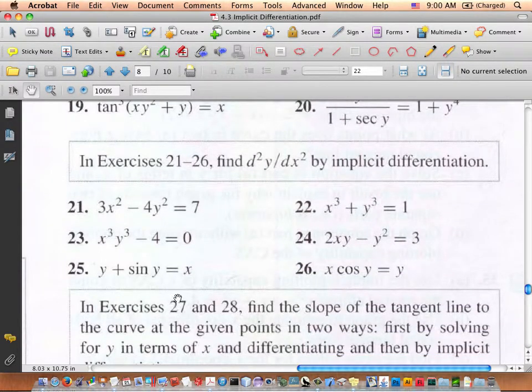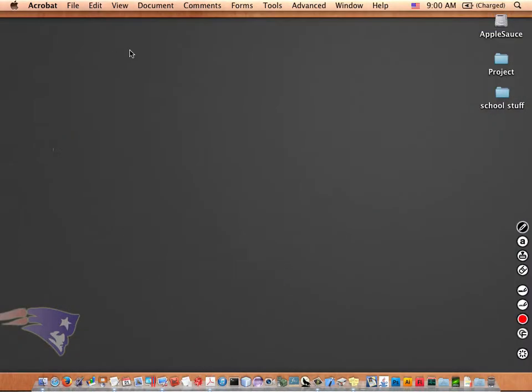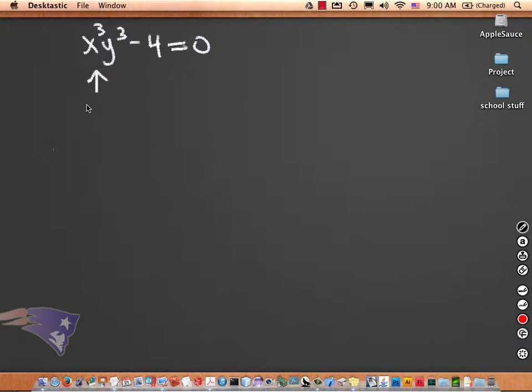Hey, find d2y dx2, right? So let's go for 23. x cubed y cubed minus 4 equals 0. So let's find the first derivative implicitly. So this is a product. So that means that this becomes 3x cubed y squared, what?